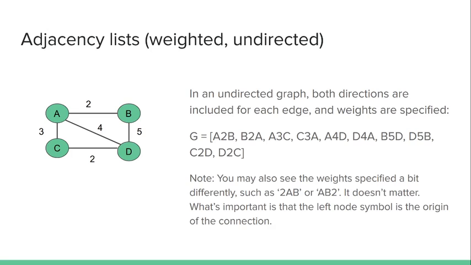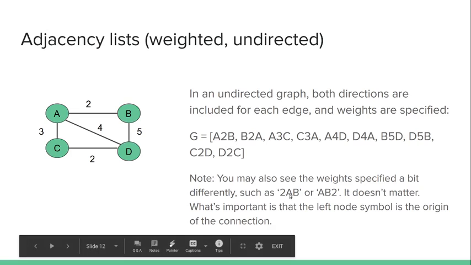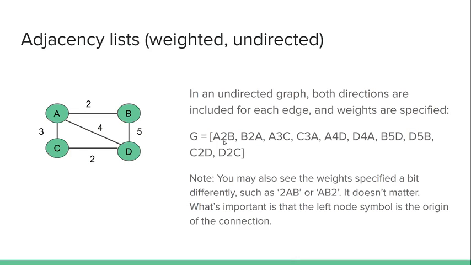Now, if what we have is a weighted graph, we have to include the weights in the list as well. We could either do that by putting the number between the origin and destination, as is done here, or we could put the weight in front of the pair of edges or after the pair of edges. You'll see it all of those ways potentially, and it doesn't matter where you put the number in the representation of the edge as long as it's there. And it's still true that the origin node comes first and the destination node comes second.